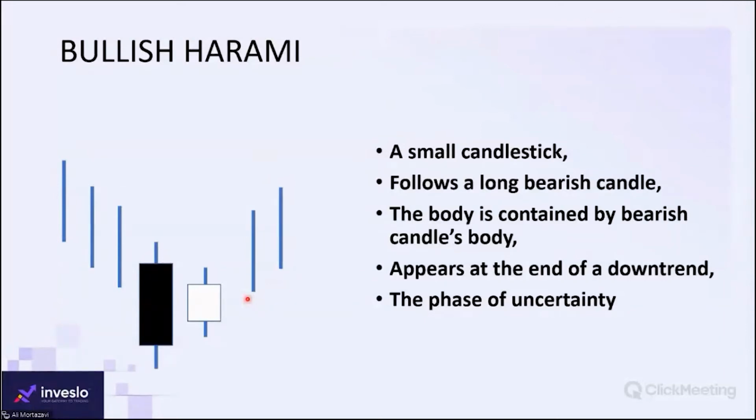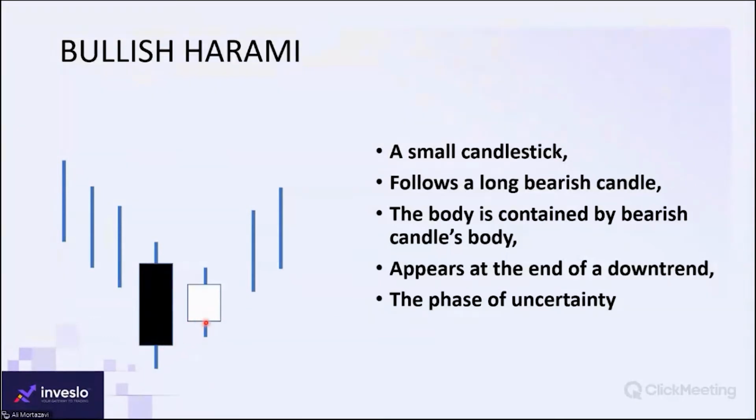This is a small candlestick body of either color, it doesn't matter, it could be white or black. It follows a long bearish candle, as you see here, and the body is contained by the bearish candle's body. It means sellers lost control or lost momentum, so there is no interest in lower prices here. That caused the market to open at this level, higher than the previous close.